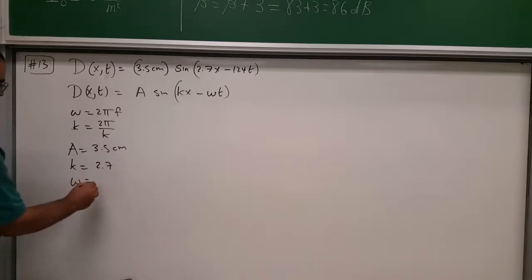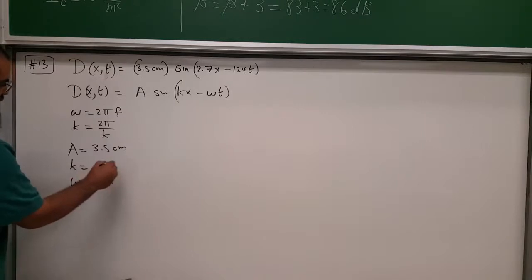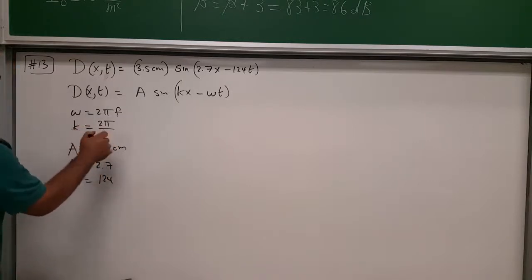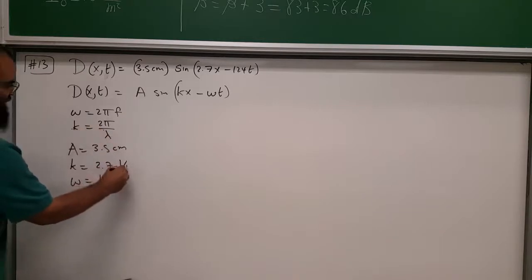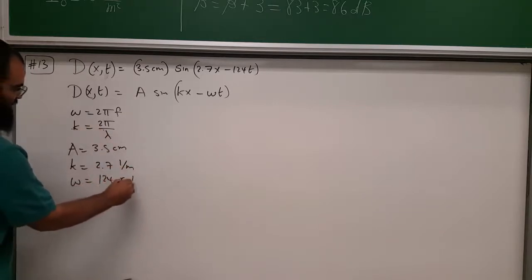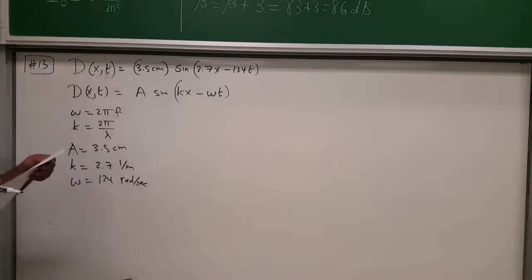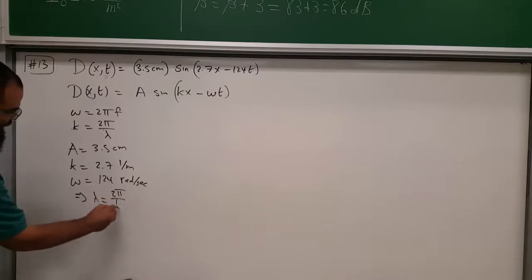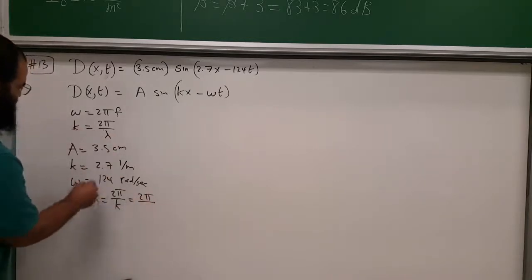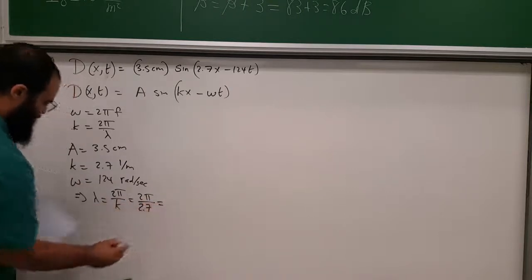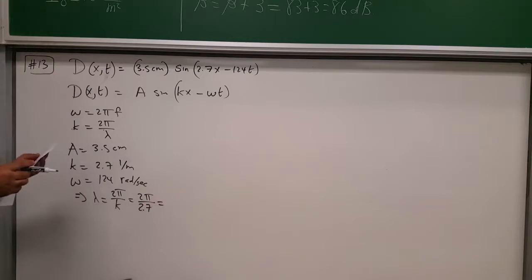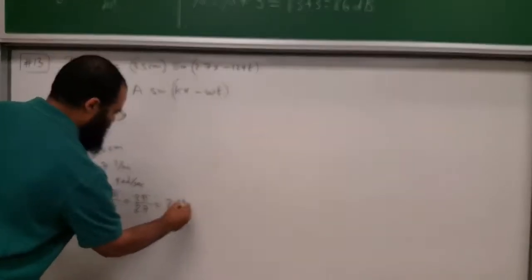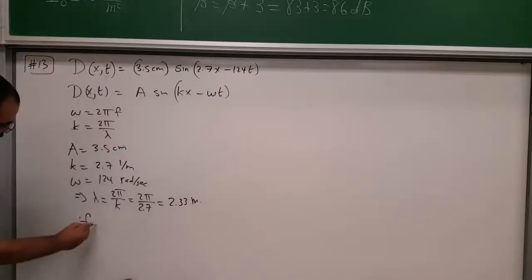Omega will be what's in front of t, so that's 124. K would be 2 pi over lambda here. Lambda is in meters, so K will be in 1 over meters. Those are the units. And omega would be in radians per second. I think they want the following: the wavelength, the frequency, and the speed. Okay, so the wavelength, lambda, will be 2 pi over K. So that's 2 pi divided by K, and K is 2.7. And we get about 2.33 meters.